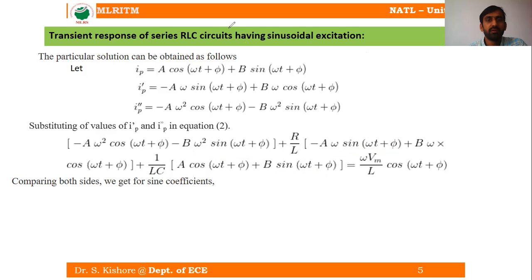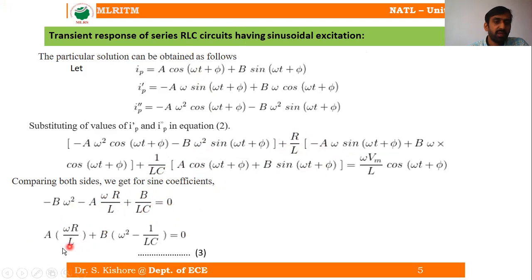For this, what are you going to have? Which is equal to minus b omega square, as said here, minus a omega, as it is here, r by l is there, multiplication of r by l, minus a omega r by l, plus here you are having b, and the 1 by lc is your constant, so b by lc is going to be equal to 0. And simplifying this further, what are you going to have?